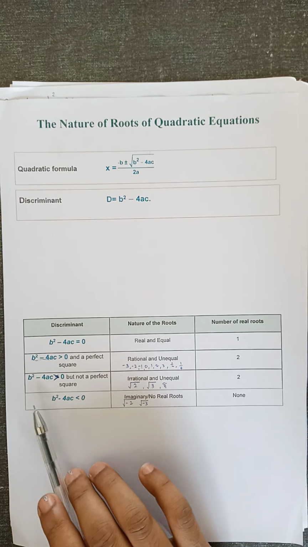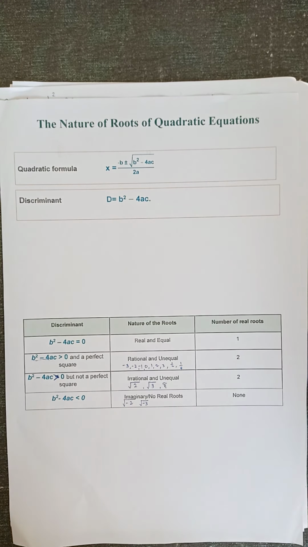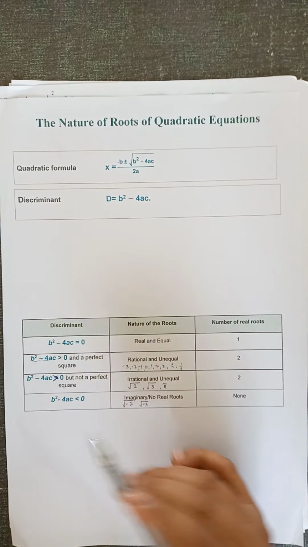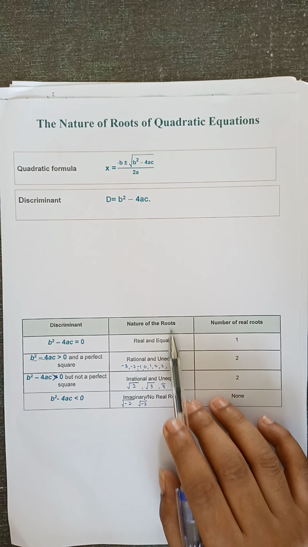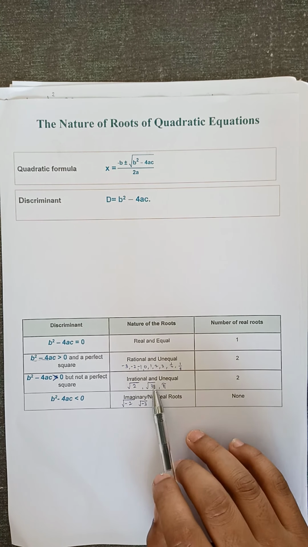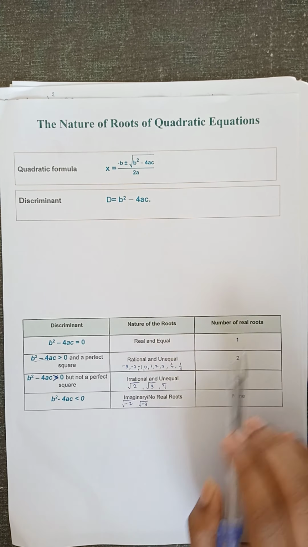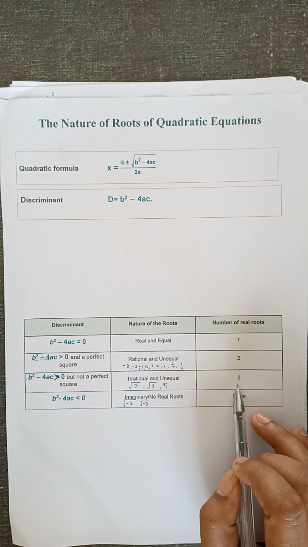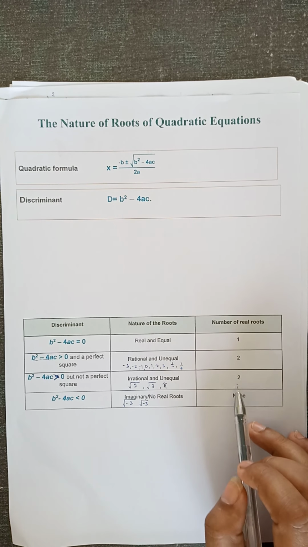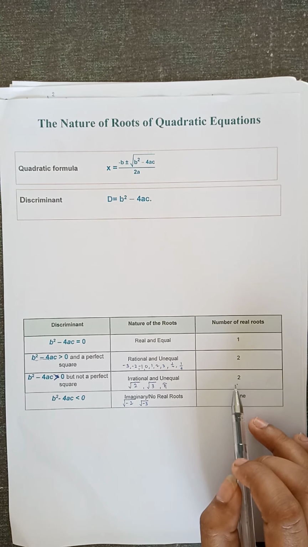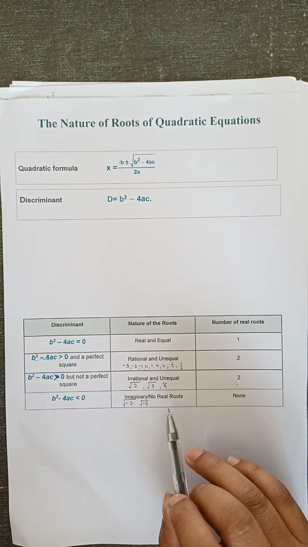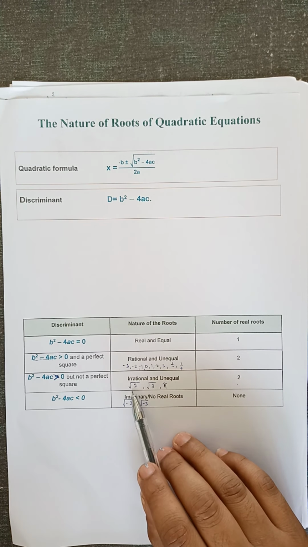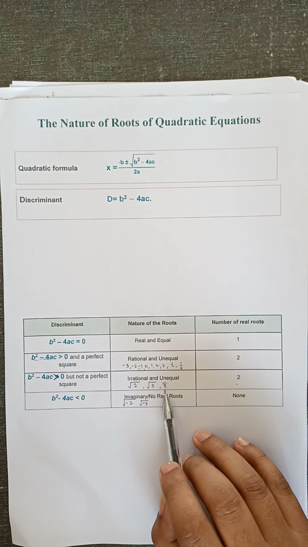So the third discriminant classification. If the discriminant is greater than 0 but not a perfect square, the nature of the roots are irrational and unequal. And the number of real roots there is 2. So duha ka buok ang real roots niya or the values of x, irrational and unequal. The examples of irrational numbers are square root of 2, or pi, and so on and so forth.